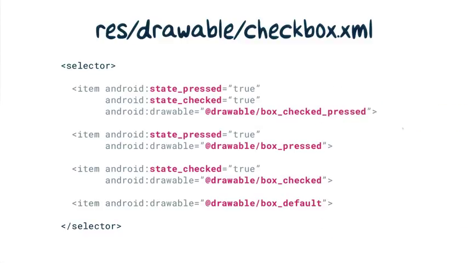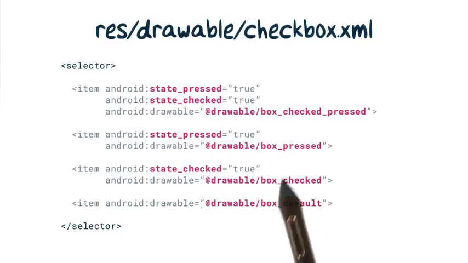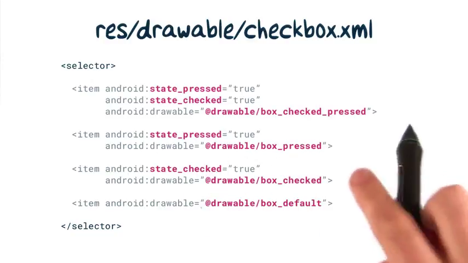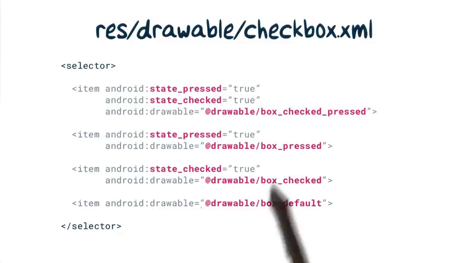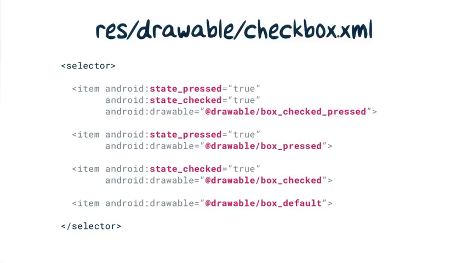So here's a state list for a checkbox's drawable. It uses different images for each of the defined states. When the checkbox is just checked, it uses this image. When it's just pressed and not checked, it uses this one. And if it's both checked and your finger is pressed down on the checkbox, it should use this image. And by default, in the case where there are no special states, it just uses this default version.